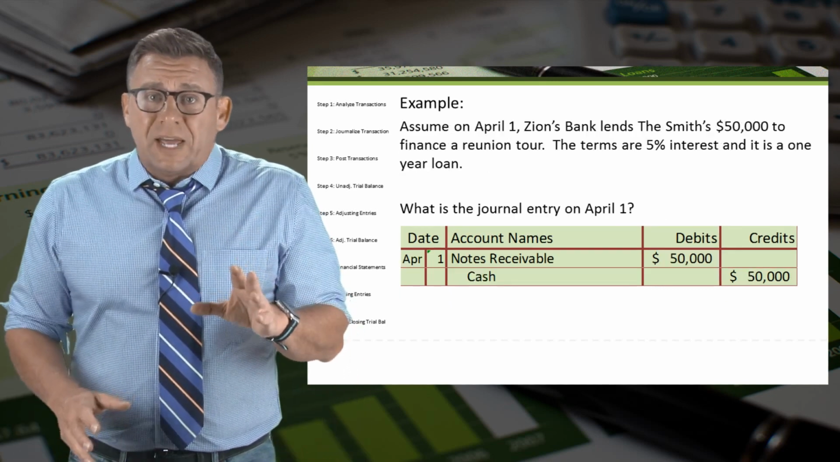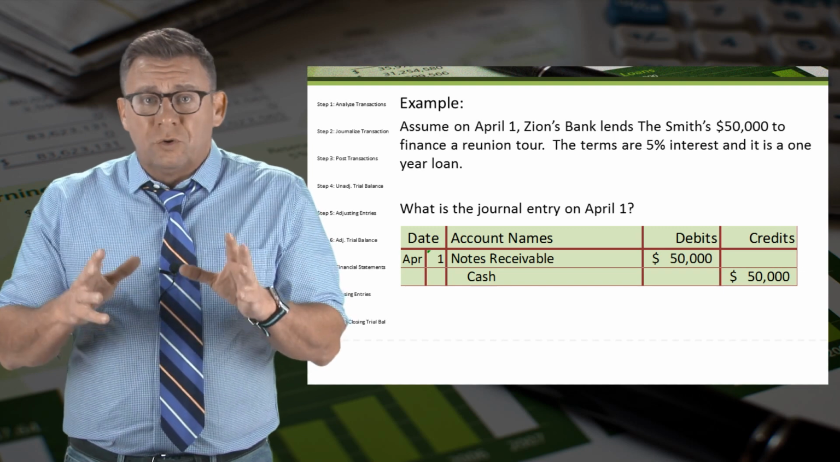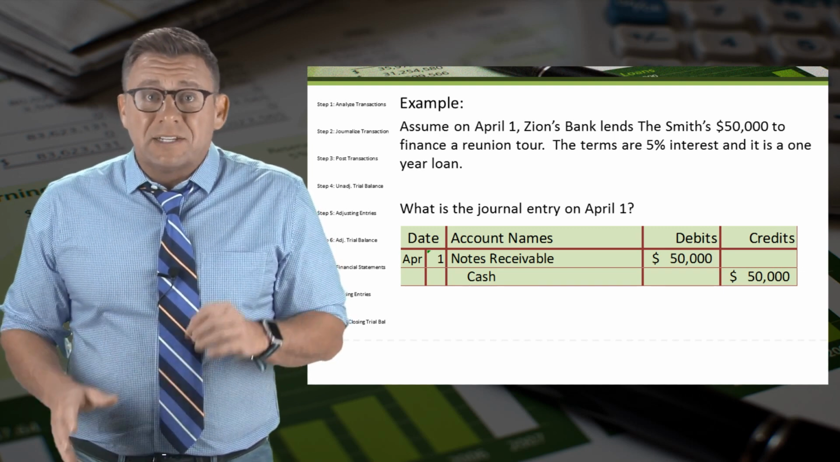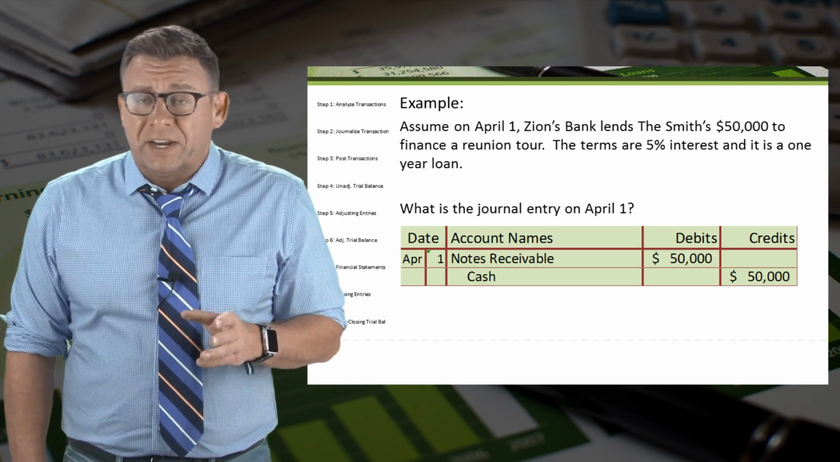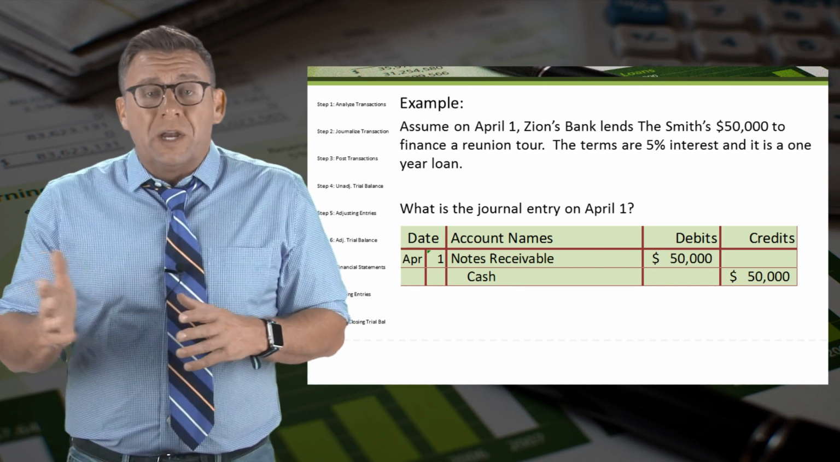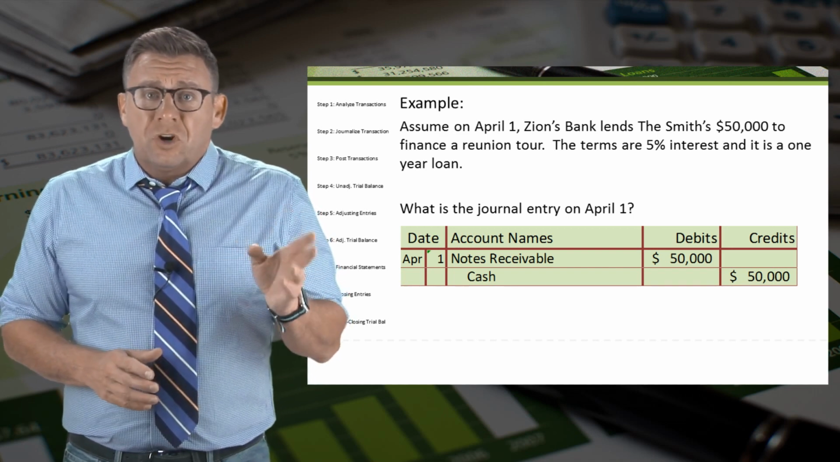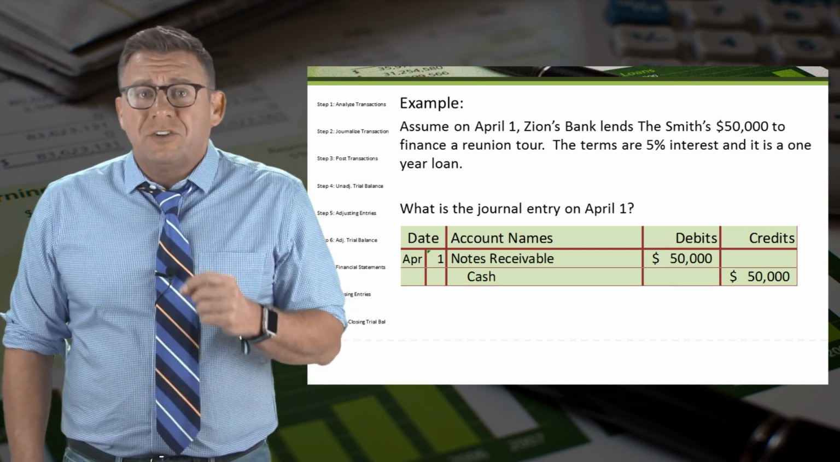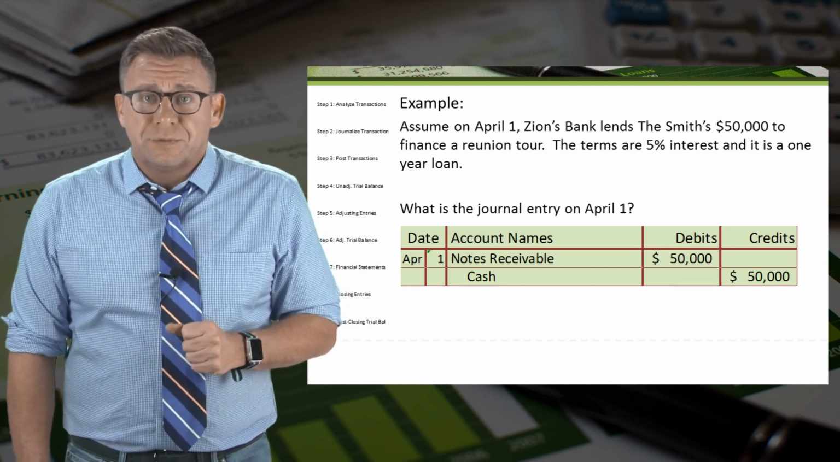Let's look at one more common type of accrued revenue example. Assume on April 1, Zions Bank lends the Smiths $50,000 to finance a reunion tour. The terms are 5% interest, and this is a one-year loan. The journal entry on April 1 is a debit to notes receivable and a credit to cash for $50,000.